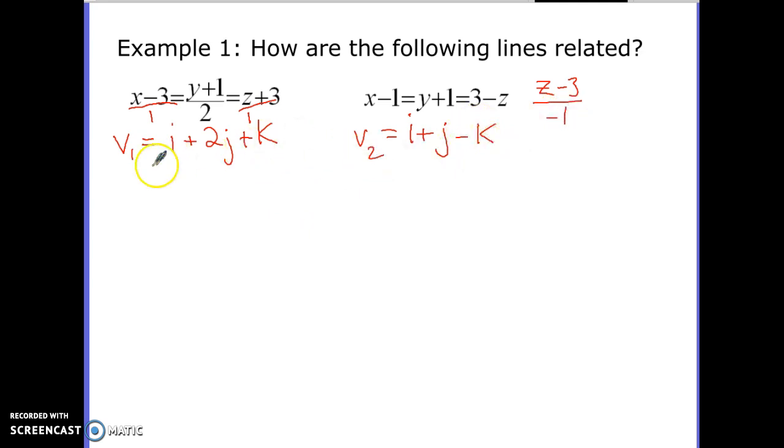So I've got the two direction vectors, and I look at them and I realize they're not the same. Not only are they not the same, they're not multiples of each other, and so these two lines can be neither the same line nor parallel to each other. And so they're either intersecting or they're skew. So how do we tell if they're intersecting or skew?